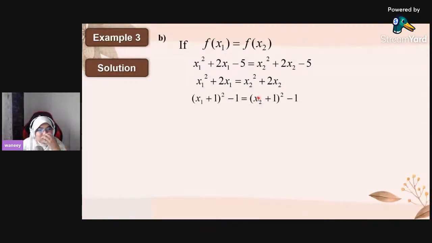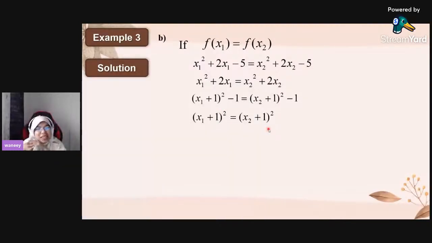Okay, so this is completing the square. So x1 squared plus 2x1. So I'm doing completing the square. So this one is (x1 plus 1) squared minus 1 equal to (x2 plus 1) squared minus 1. And then of course we add 1 on both sides. So we are going to get (x1 plus 1) squared equal to (x2 plus 1) squared.